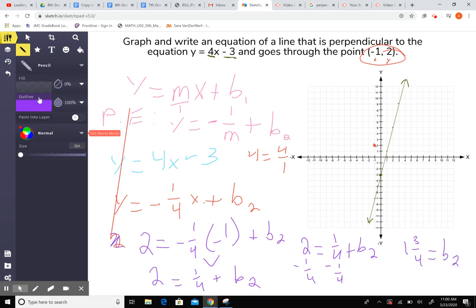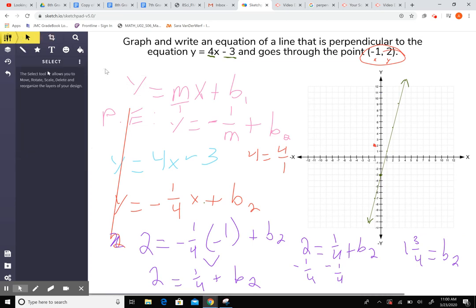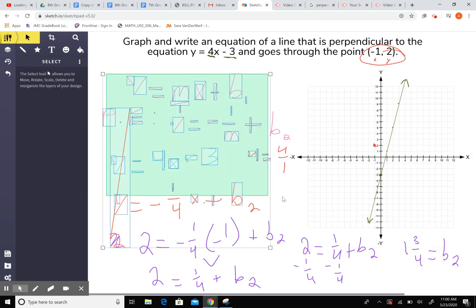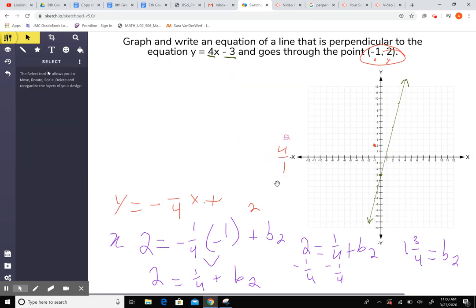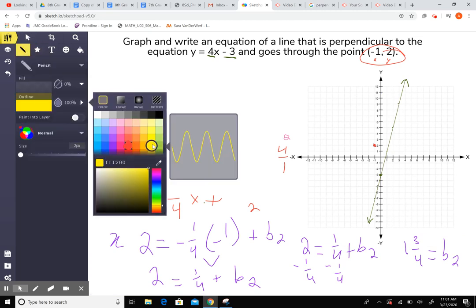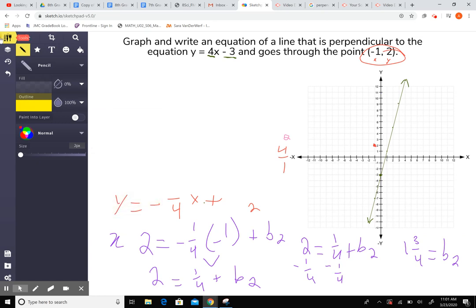Now I'm going to erase some of the stuff that I have up here so I can create some room. And now write my equation. Again, my slope, which is just the opposite reciprocal, is y equals, we figured out that was negative 1/4 x, and now we figured out my y-intercept is 1 and 3/4, so I'm just going to go plus 1 and 3/4.